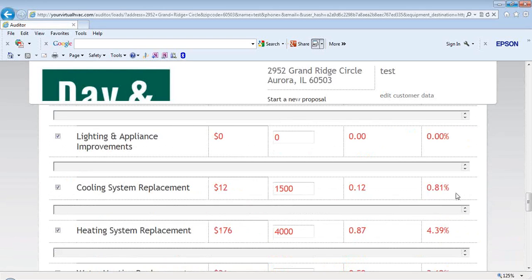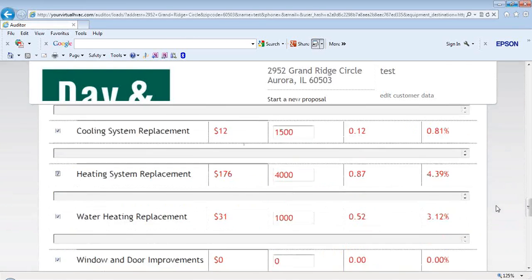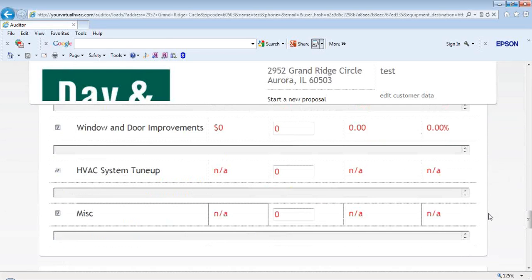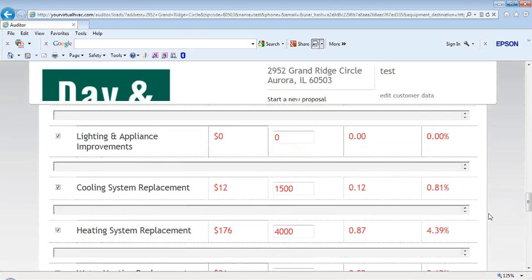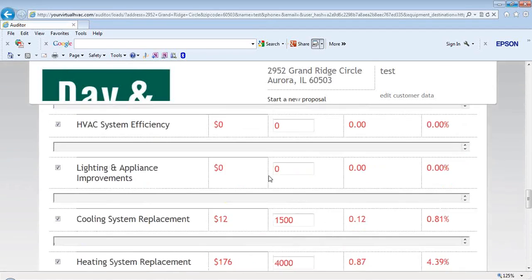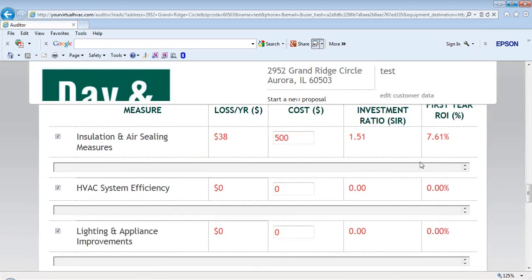The cooling system is a 1% because I didn't make a big improvement there. The heating system is a 4%. The water heating is a 3%. So depending on how good or bad the house is, and how good or bad of a proposal of a new option you make, and how much that option costs you, all those will change here.